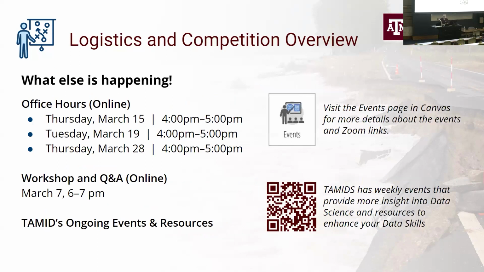There are also other events happening in the competition that are related. We have office hours. James Powell is going to offer these office hours to help competitors get their projects going, giving you advice in person about specific issues. We also will have a workshop and Q&A. This will be online. You can get all of the Zoom links and details about the events on the Canvas page under the events tab.